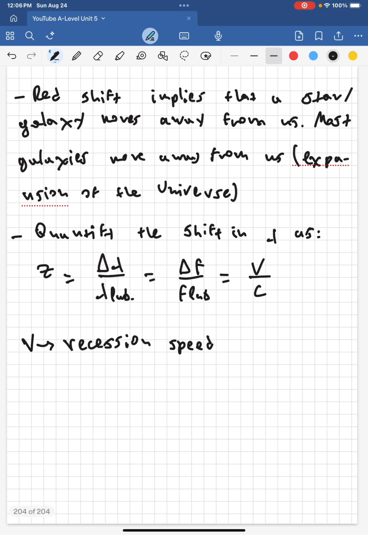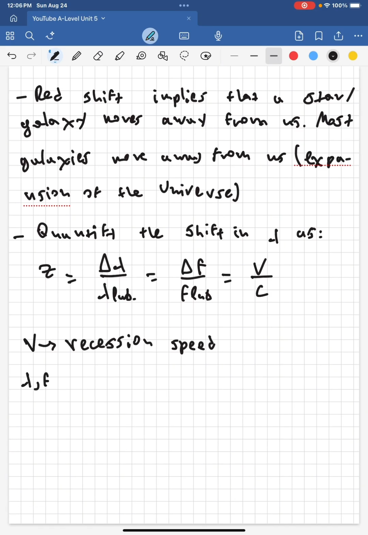And lambda and f in the denominator are the ones measured in the lab.